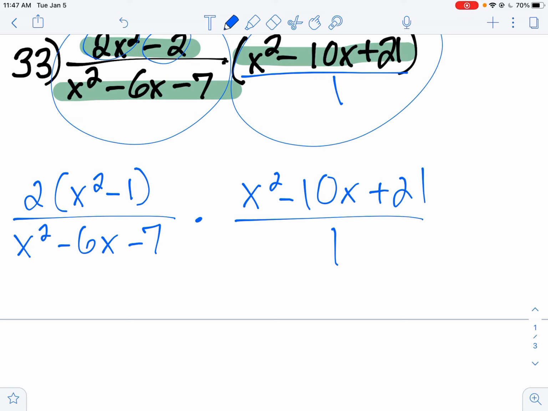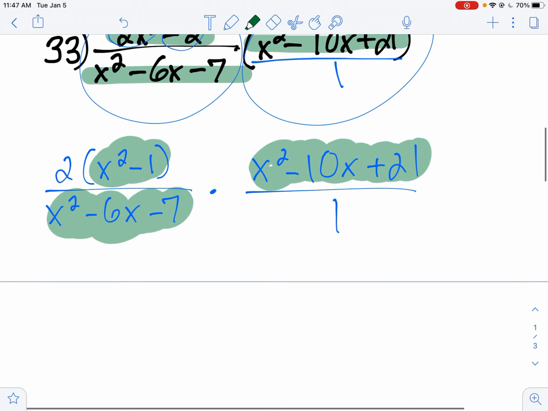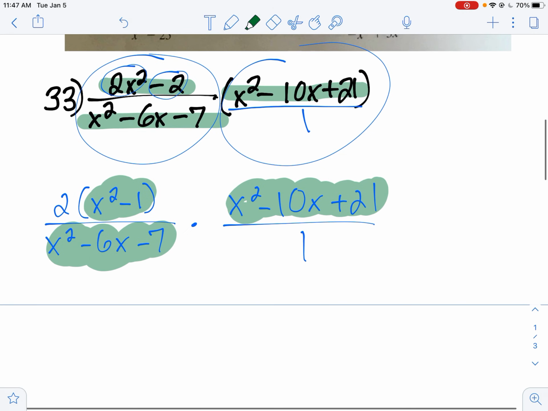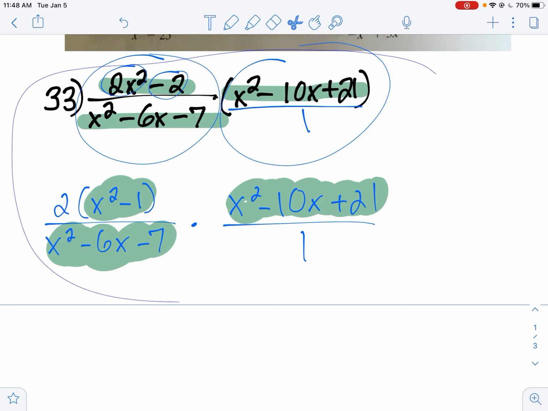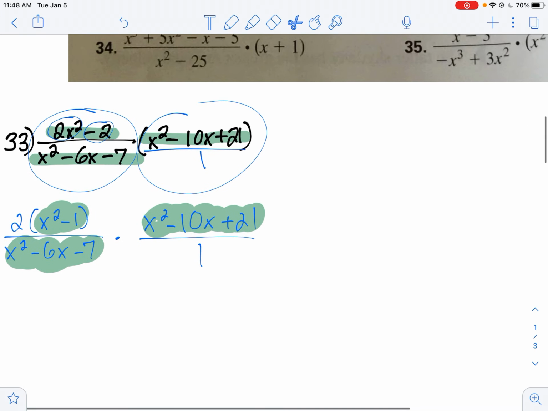Now I want to look at the polynomials I have. I've got x squared minus 1, x squared minus 10x plus 21, and x squared minus 6x minus 7. I'm going to have to factor 3 polynomials now. The good news is, once I factor these, the goal is that I can start canceling stuff out. So that's good. It'll make my life easier.